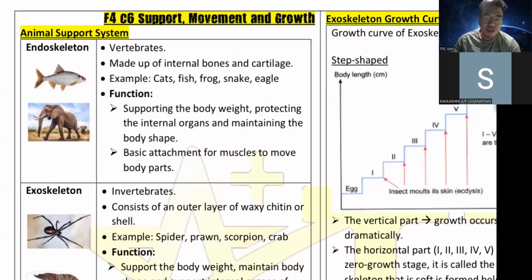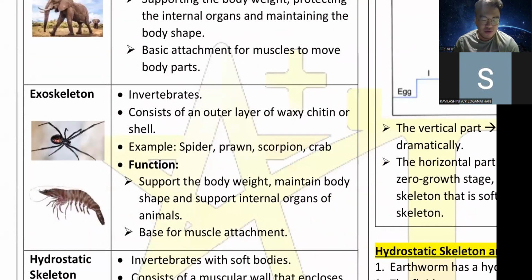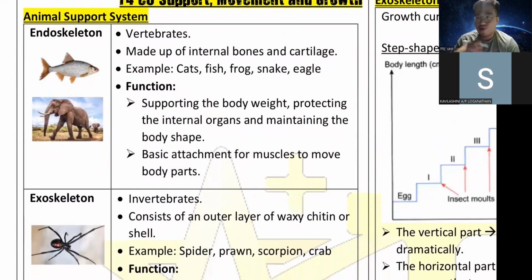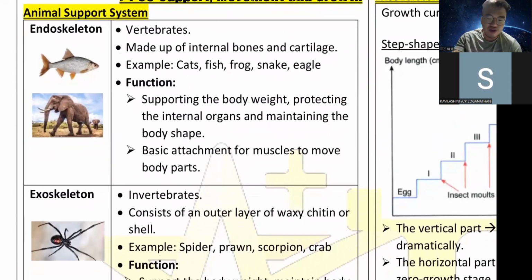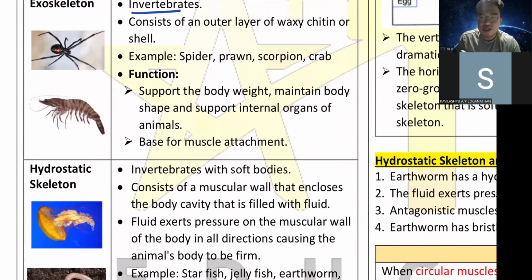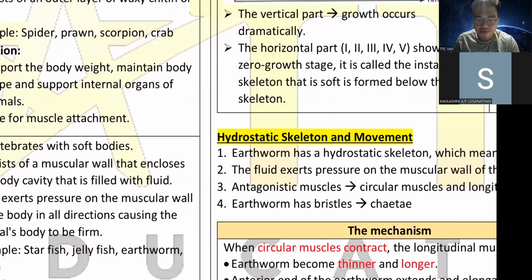Do you remember the 3 types of support system? What is your endo? What is your exo? And what is your hydro? Okay, so endo is bone on the inside. They are usually vertebrates, right? And exo is outside, so it's invertebrate, having shells on the outside. Hydro is water. It's like a balloon filled with water.